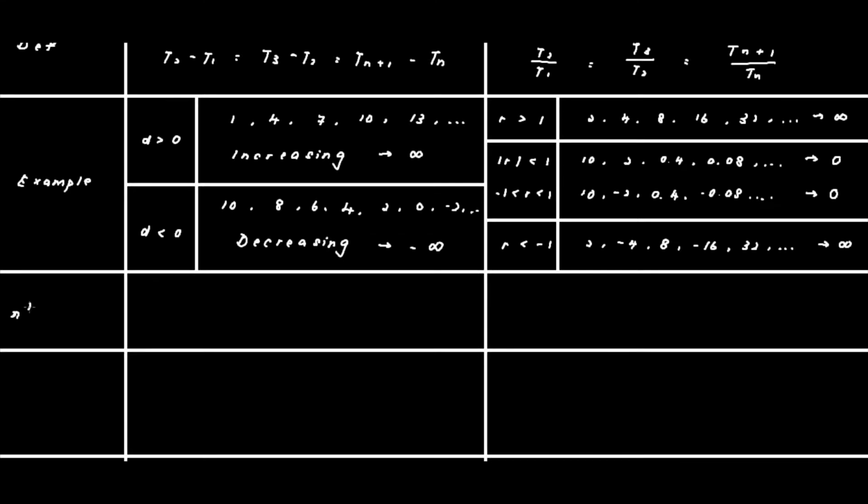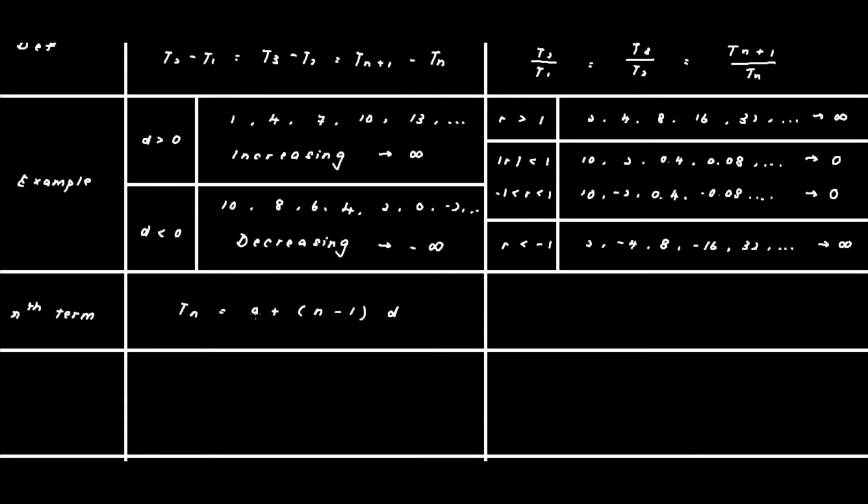The first one is the formula for the nth term. If you have an arithmetic progression and you want to find the 100th term, what is the formula that you should use? Your Tn will be equal to a plus (n minus 1) d. Sorry, (n minus 1) in brackets, then d.